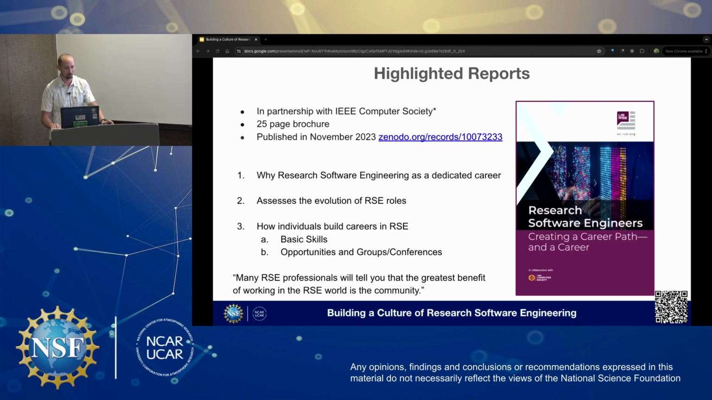The other one was in partnership with the IEEE Computer Society. This is only a 25-page report, so it's a little bit easier to navigate. But this one just focuses on, again, why software engineering as a dedicated career. So distinguishing that separately from other career paths people might be considering. I think this is very presently important, just as my own experience while in grad school, where it was difficult for my advisors who were in the math and environmental science space to see the value of me even exploring high performance computing as a valuable and worthwhile endeavor and opportunity to dive into.